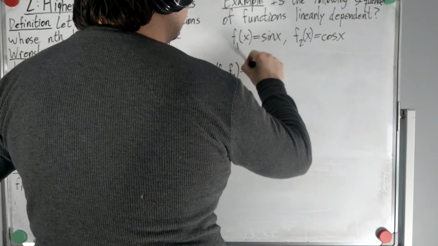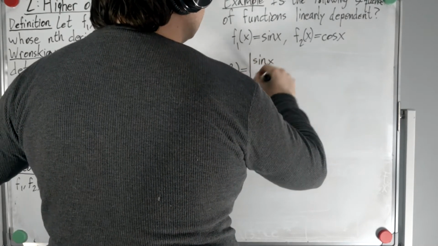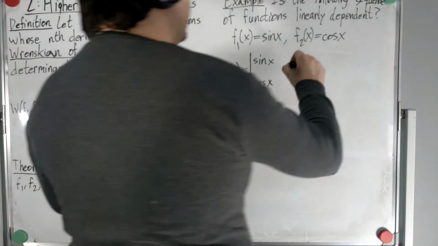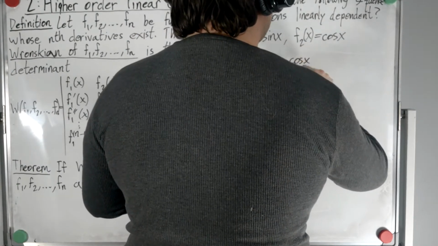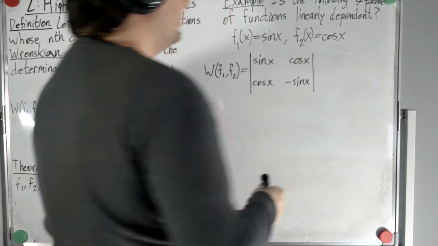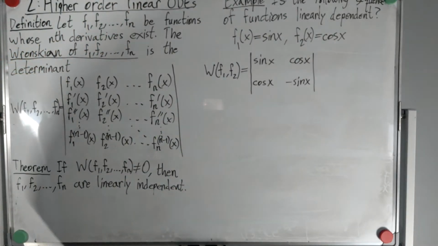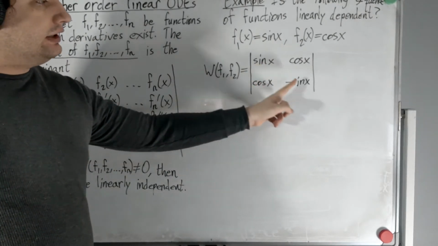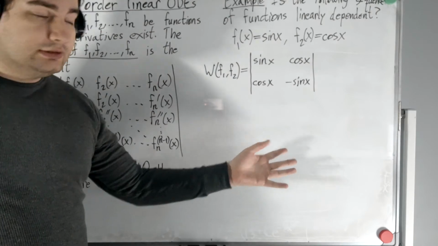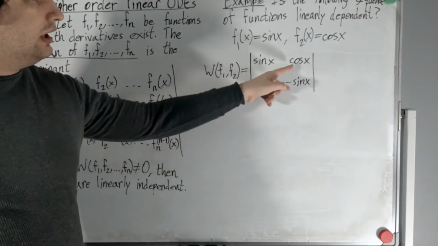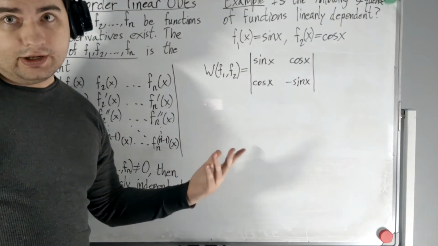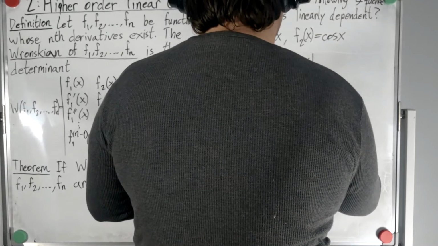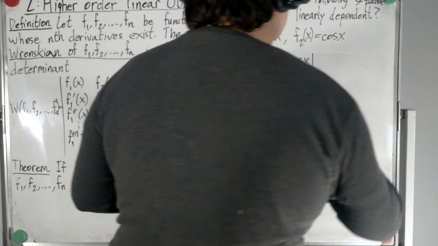In this case, we're going to take the matrix sine x, cosine x, because the derivative of sine x is cosine x. Then cosine x, negative sine x, because the derivative of cosine x is negative sine x. So you take this determinant. You do that by multiplying sine x times negative sine x, you get negative sine squared x. Then subtract from that cosine x times cosine x, so minus cosine squared x. So this is negative sine squared x minus cosine squared x.